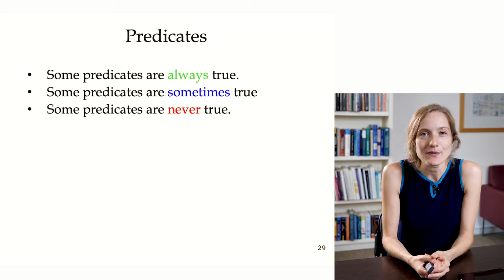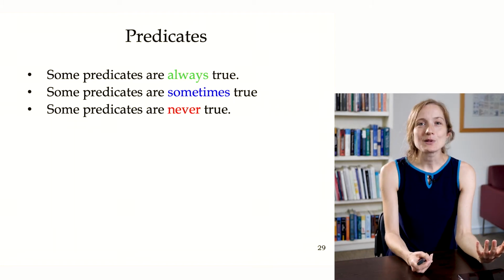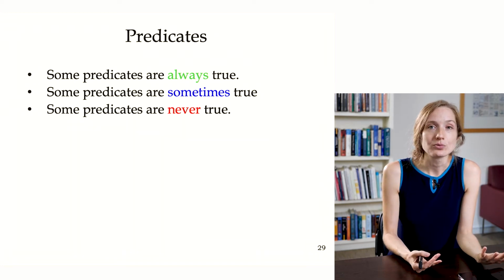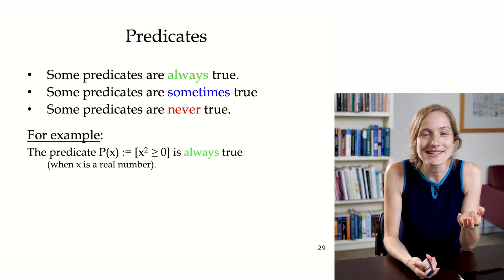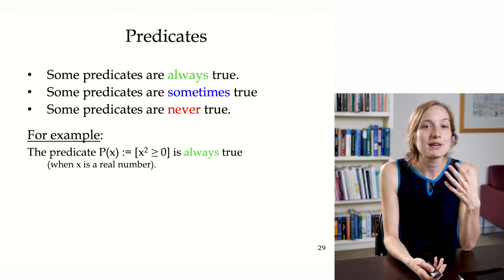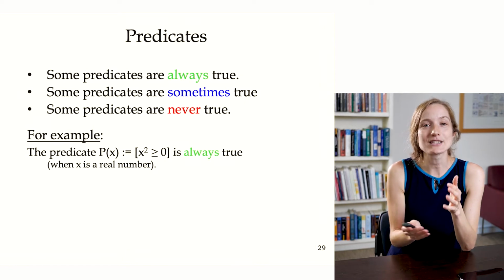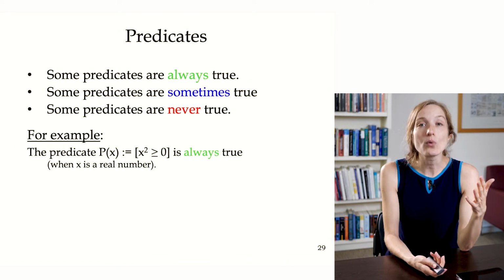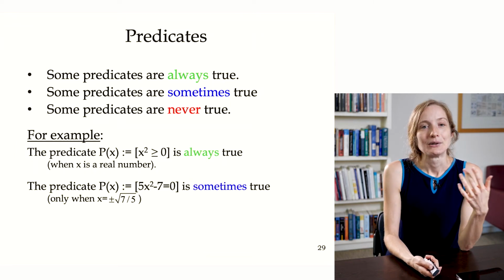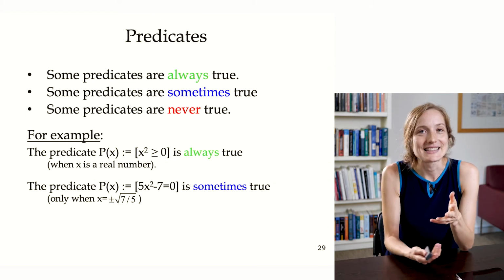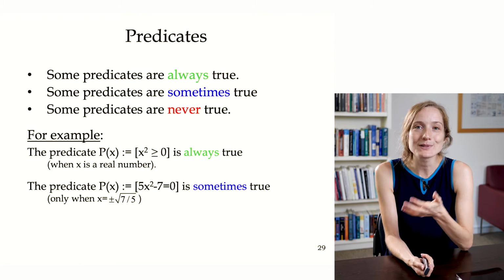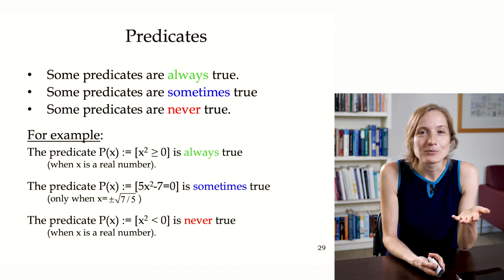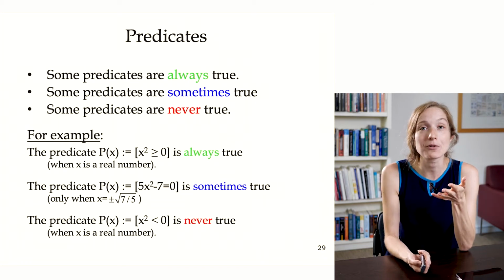So we've seen here that a predicate, in fact all the examples on the previous slide, were sometimes true. You can also have predicates that are always true, or ones that are never true. For example, if I look at the predicate P(x), which is whether or not x squared is greater than or equal to 0, and I'm talking about real numbers, then this predicate is always true for all real numbers. In the middle, I can have some other predicate, like this expression here, that's true for some inputs but not for others. Or a predicate that's never true. For example, if I'm talking about real numbers, then x squared will never be less than 0.